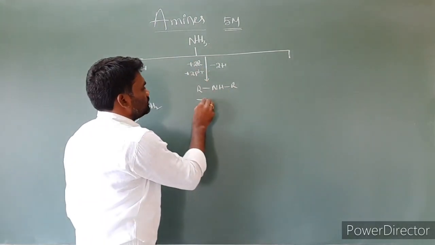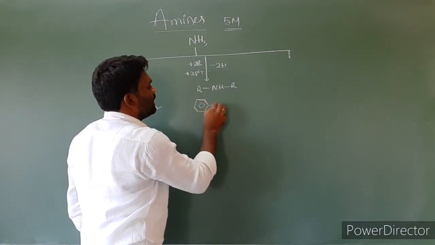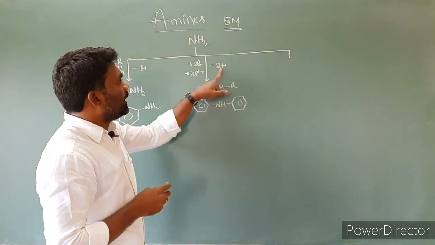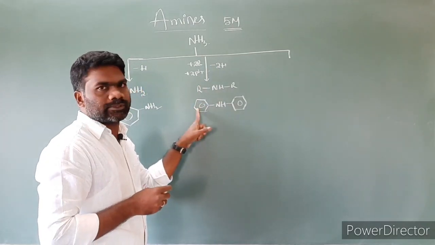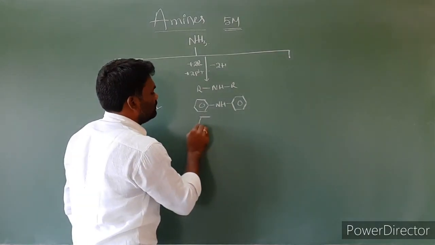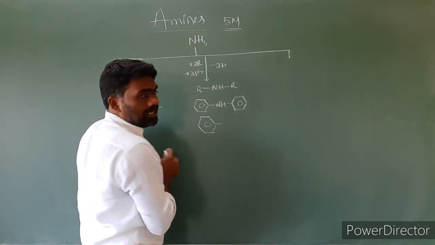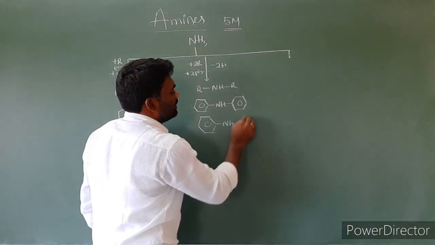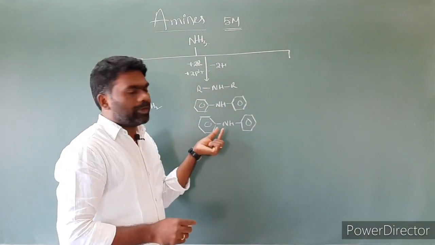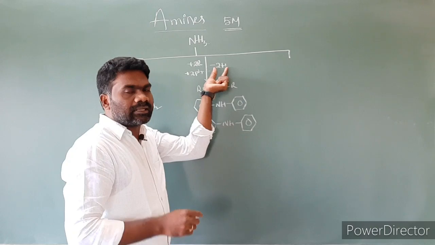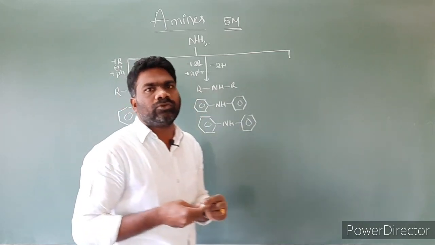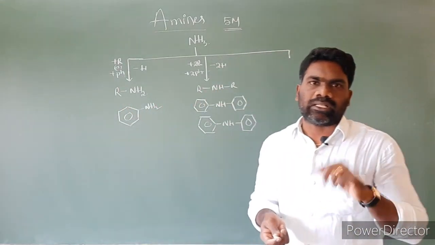Suppose we take 2 phenyl groups. In the place of 2 hydrogens, I am taking phenyls. Look at this. 2 hydrogens are replaced by 2 phenyl groups. So this is also an amine. Take one more example, one alkyl, one phenyl. First I am writing phenyl, and another I am taking is alkyl. This is also an amine. So 2 hydrogens are replaced by 2 alkyl groups, or 2 phenyl groups, or 1 alkyl and 1 phenyl.